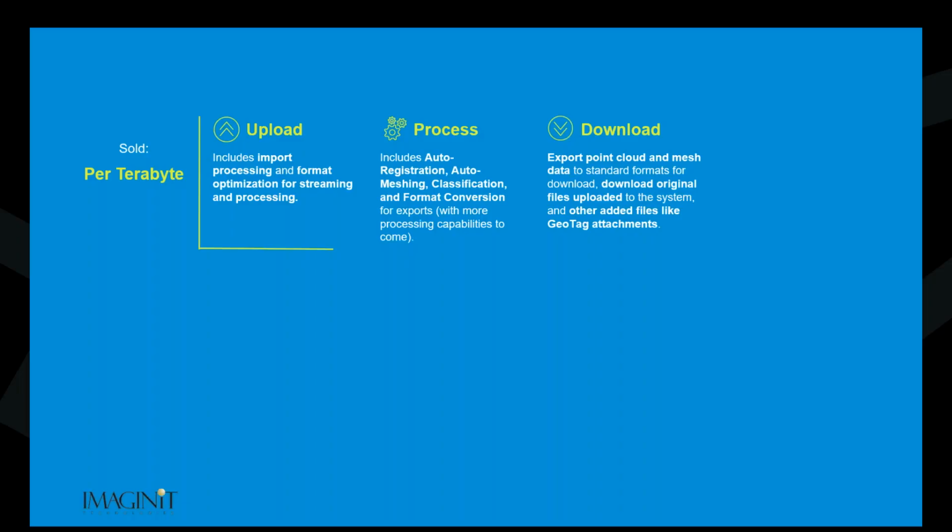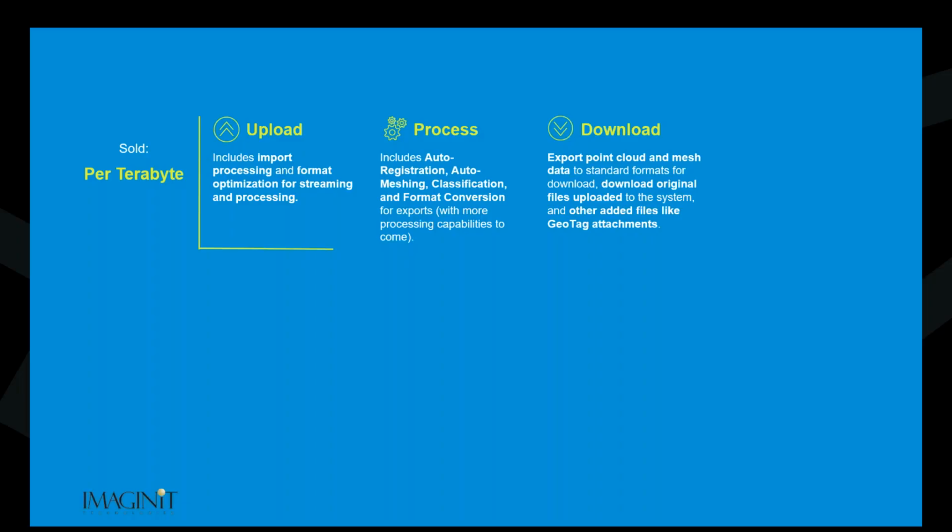Any processing that I'm doing. In the cloud, I have the ability to auto register. So if I don't want to, I don't have to register down on my devices anymore. I can ship that up to the cloud and let Reality Cloud Studio do my registration for me. If I use that process, that will chip away at my allocation as well. Auto meshing, I can create meshes up in Reality Cloud Studio. Classification and format conversion. Any of those processes, again, will chip away at that data.